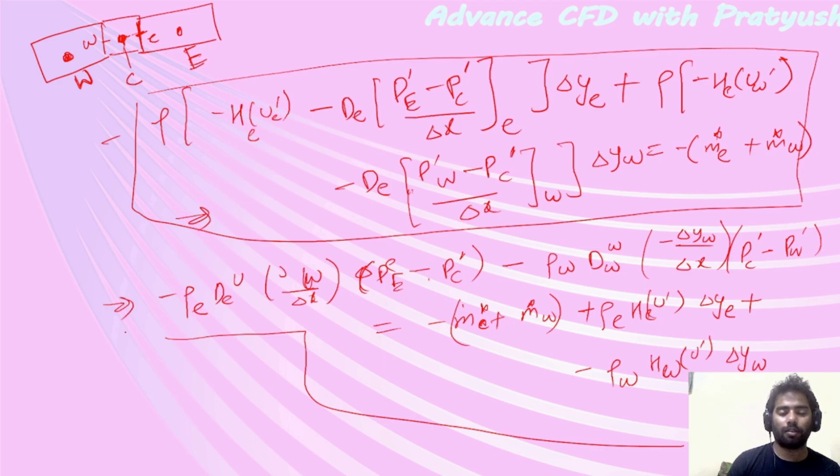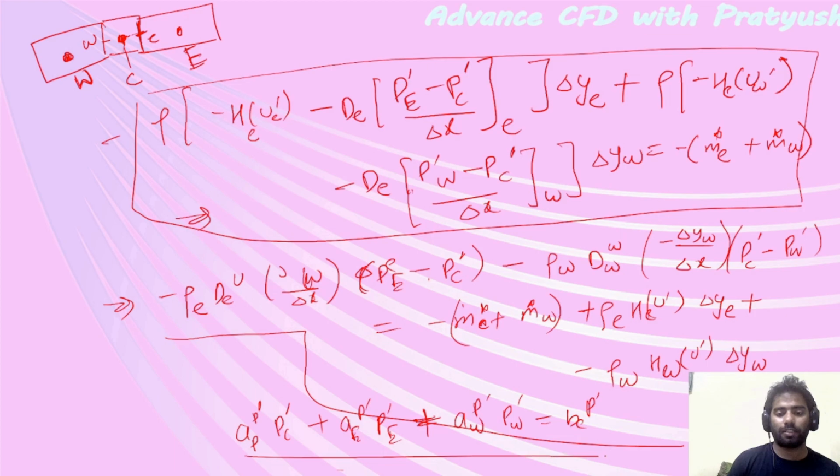So we will get this kind of equation here. If you further rearrange these terms, you can write them in the form of the coefficients. So you can write it as aP P' + aE P'E + ... equal to, sorry, aW P'W + ... equal to b P'C. In this form you can write the above equation.